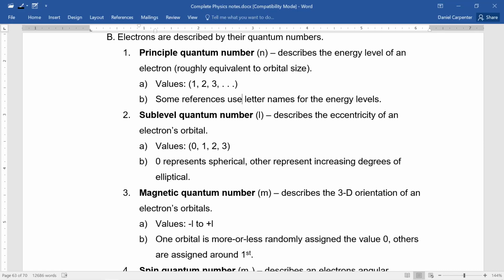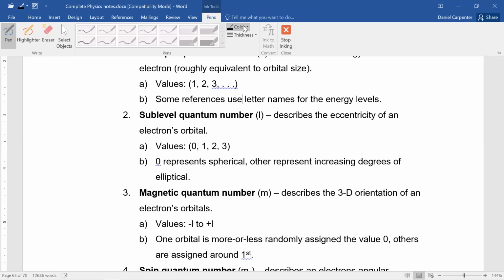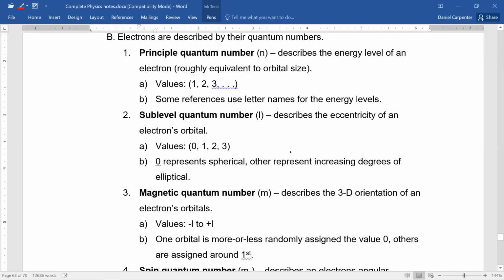Sublevel quantum number describes the eccentricity. In other words, how oval-ish it is, except oval is not the right word. It describes the eccentricity of an electron's orbital. There are 4 possibilities. They are called 0, 1, 2, 3. 0 represents spherical. The others represent increasing degrees of elliptical.